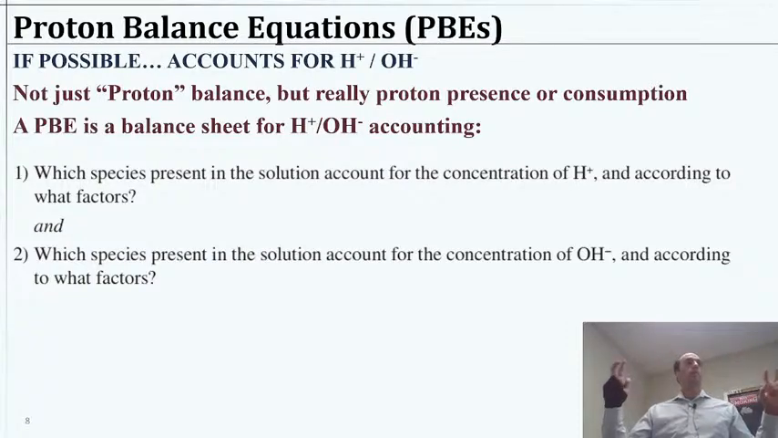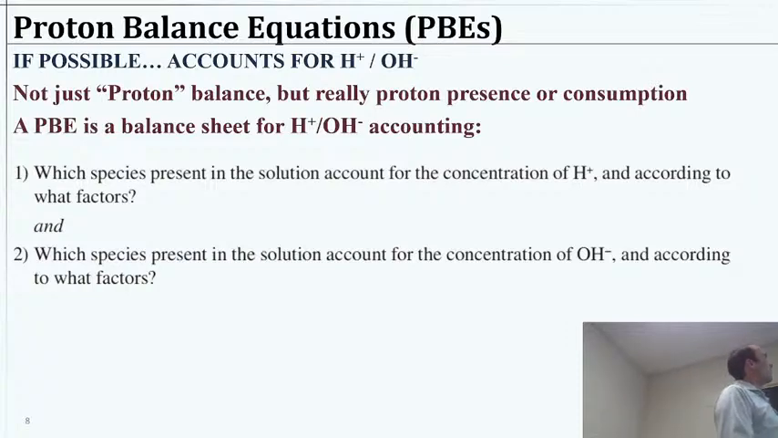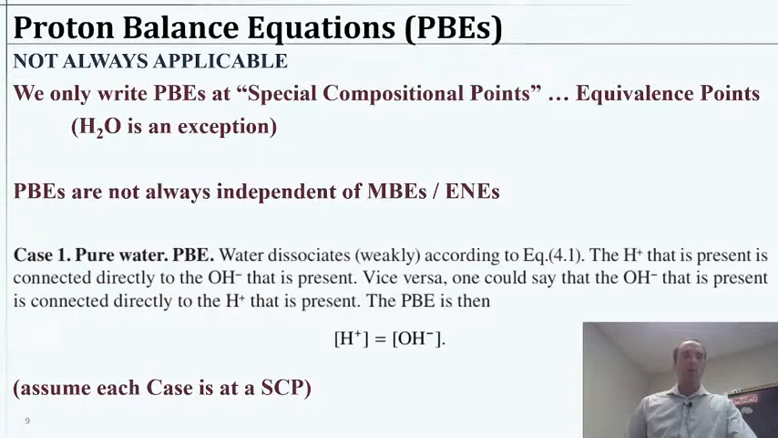The term proton balance is how chemists have referred to it, but it's not just protons. It's actually protons and hydroxide. So it's a balance of both. The book just says we're going to keep going with PBE because that's convention. But it's an accounting for both, and it'll be the sources of OH minus on the left and the sources of H plus on the right.